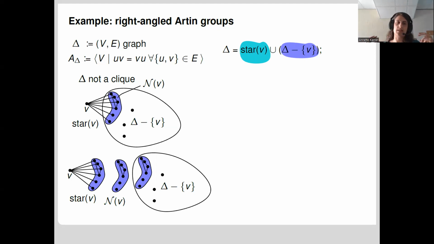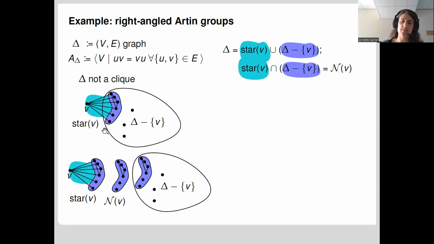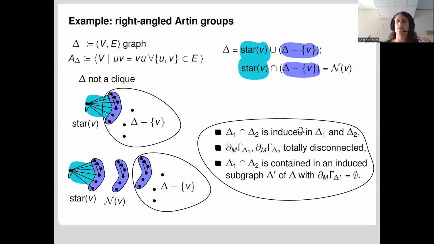We can think of it as getting our graph by gluing the star of v to delta minus v. And the intersection graph here is the neighborhood of v. And this is what we had in the theorem. We want that the intersection graph is induced in delta 1 and delta 2. So here the neighborhood of v is induced in the star of v and in the graph delta minus v. We want that the groups we start with have totally disconnected Morse boundary. We are not there yet, but keep this condition in mind.